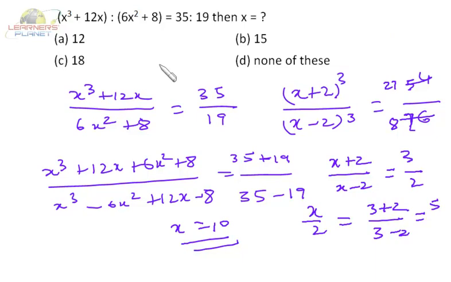Else, what you can do is choose the value of x from the options and put it in either the numerator or denominator and just see. Suppose I put the value of x from the options in the denominator, then it should be a multiple of 19. So whichever option produces a multiple of 19, that particular option will be correct. In this case it is none of these. I hope you are clear.